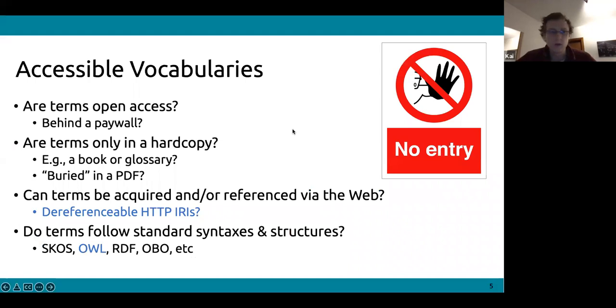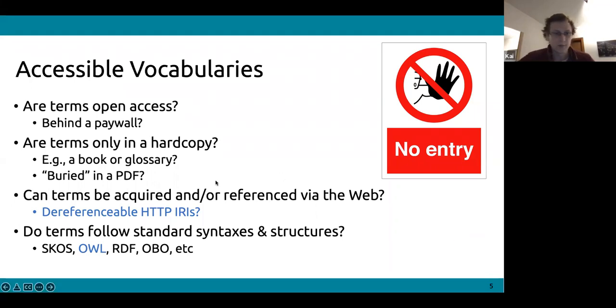In terms of accessibility, how accessible are the vocabularies? Are they behind a paywall? Are they open access? Are the terms only in hard copy, for example in a book or a glossary, or buried in a PDF where you would have to use some sort of machine learning thing to extract them? Or you just have to go look at the PDF and say, oh yeah, I mean this term that's on page 7 of that PDF. It's slightly different than being able to dereferenceably get to a term just by clicking on an IRI, and then you see it there on the web for everyone to see, rather than it being hidden in a PDF somewhere.